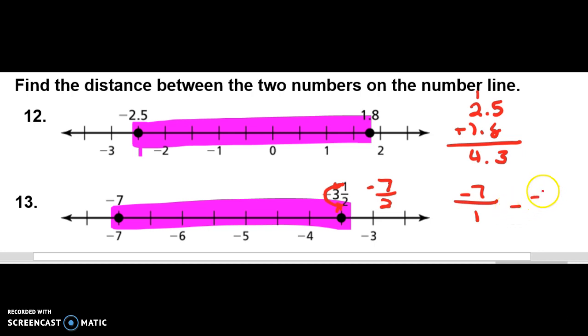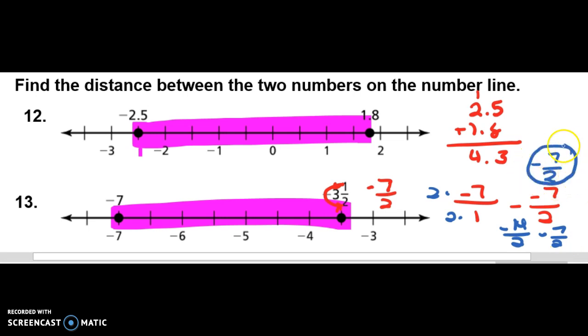minus negative 7. Actually, you know what? Hold on one second. Oh, no, that's right. Negative 7 over 2. Get common denominators, multiply this one by 2. Negative 14 over 2, minus a 7 over 2. So negative 7 over 2 would be my final answer there.